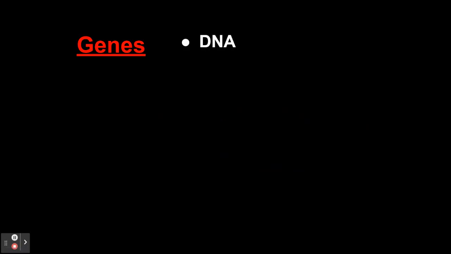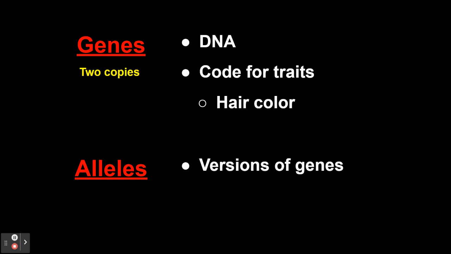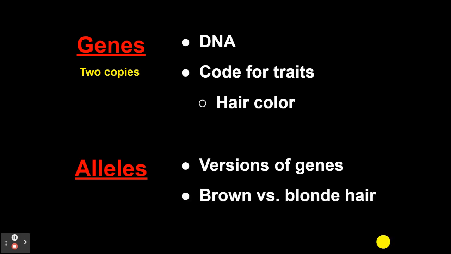So remember, genes are made of DNA and they code for traits. For example, hair color. And you have two copies of every gene because you have one from mom, one from dad. Now, there can be alleles for these genes, which are versions of the gene. So, for example, for the hair color gene, there might be brown, blonde, red, etc. Those would be different versions.